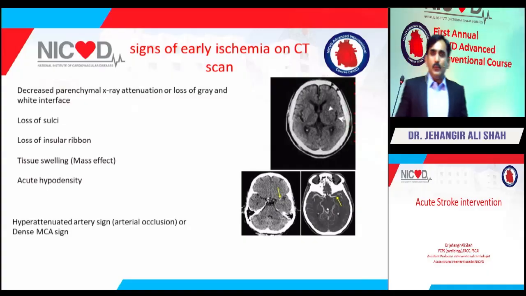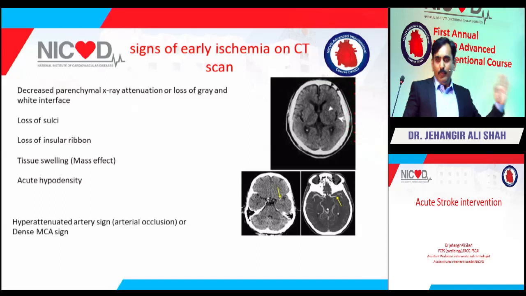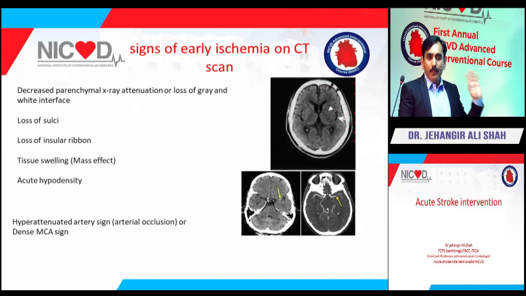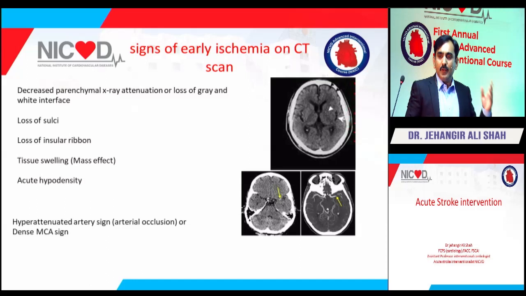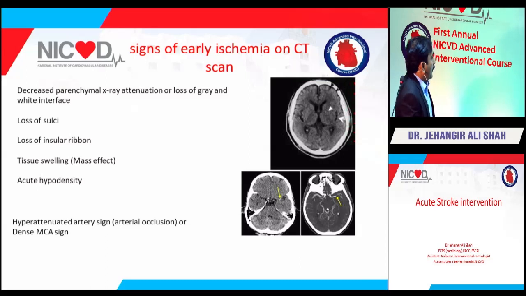To diagnose stroke, you should have a CT scan available. Although MRI is the standard and can detect acute ischemic stroke within a minute, a few early ischemic signs can be seen on plain CT: decreased parenchymal X-ray attenuation or loss of gray-white matter differentiation, loss of sulci, the insular ribbon sign, tissue swelling, or any hypodensity. And this is the very dense MCA sign.